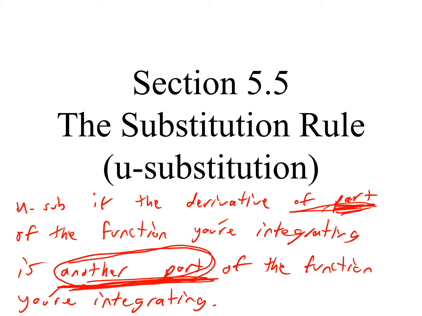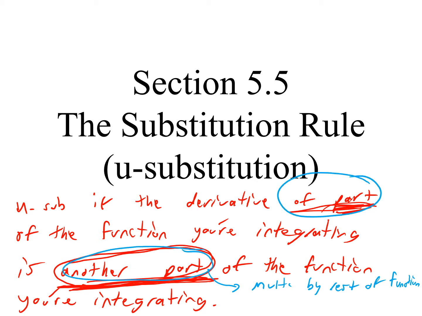has to be multiplied by the rest of the function that you're integrating. So there has to be some kind of multiplication going on. Okay, so for this part, it's got to be multiplied by the rest of the function. And I also said that if the derivative of this part, which is therefore this part, has a number in front of it, but this other part has a different number in front of it, that's okay. So I'm going to write down that the number in front doesn't matter.